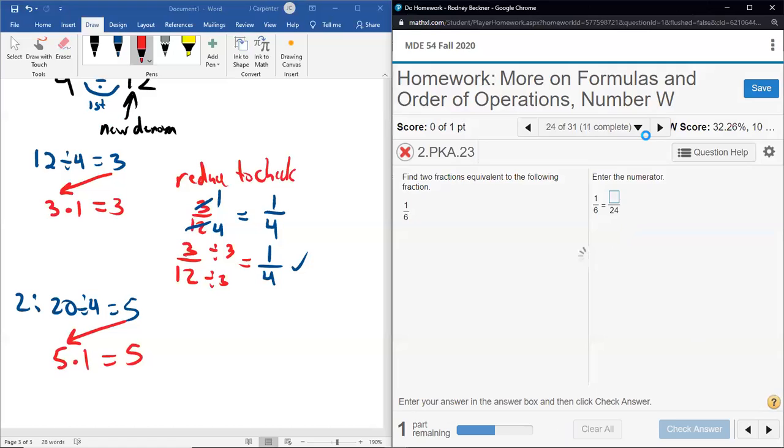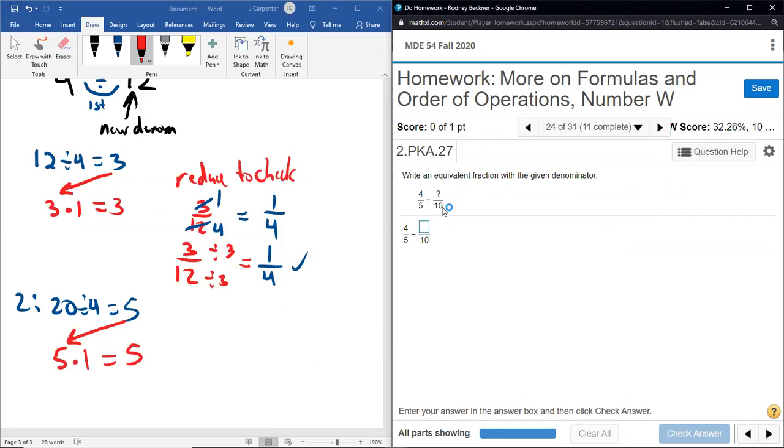Write an equivalent fraction, same thing. 5 goes into 10 twice, 2 times 4 is 8, but there's only one of them, so I'll do this one. Divide and multiply. It's as easy as that. That's how you get an LCD.